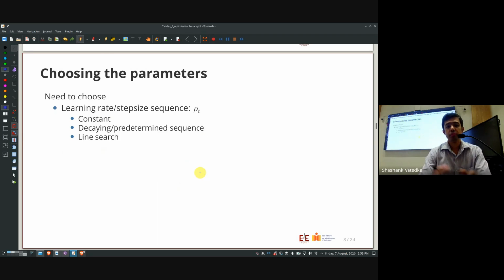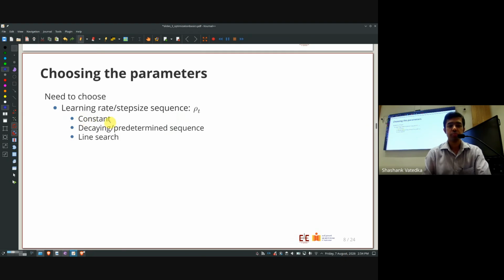Now, gradient descent is a basic algorithm. Given this, we have two free parameters to choose. One is the so-called learning rate or the step size sequence rho t. There are a number of different ways of choosing this. Either you could set rho t to be some constant. In some learning problems, you also choose rho t to be a hyperparameter, and you see what happens for different choices of the learning rate, and you can evaluate the performance using the validation set.